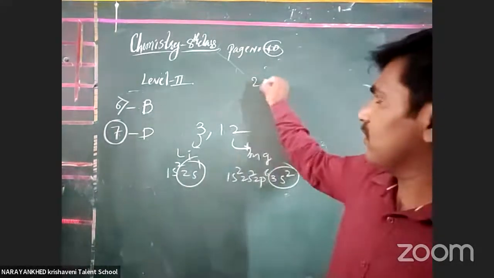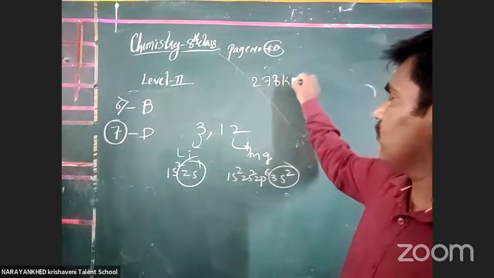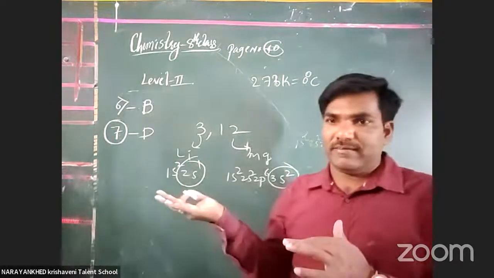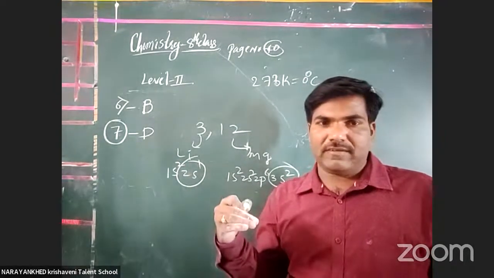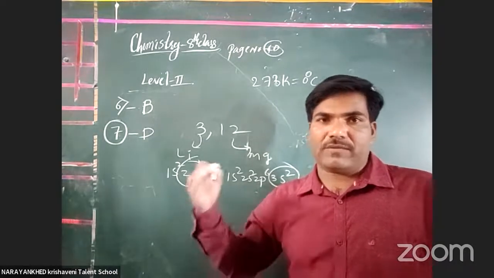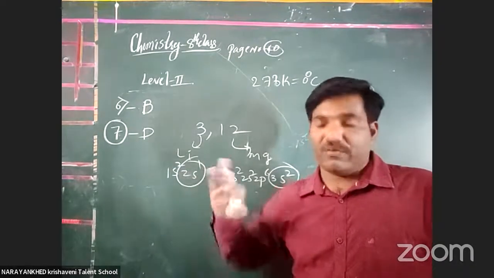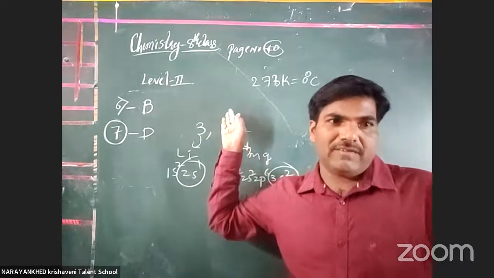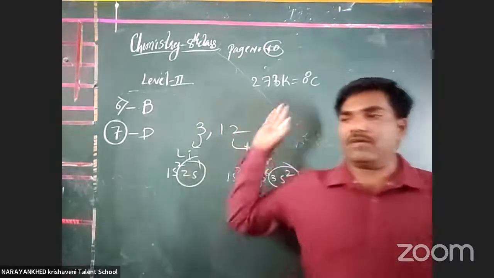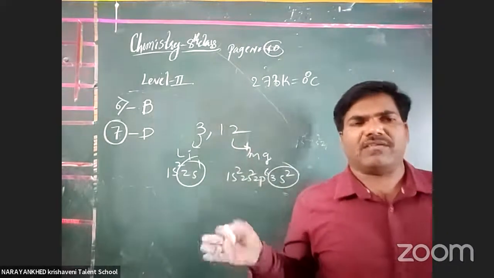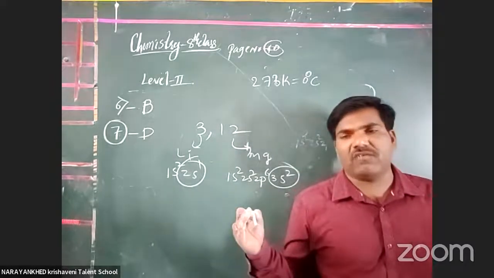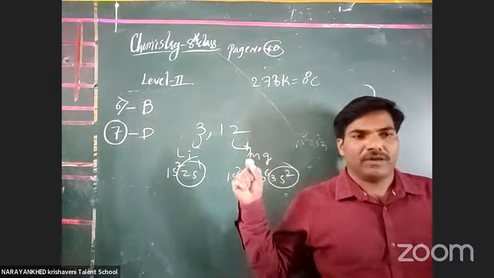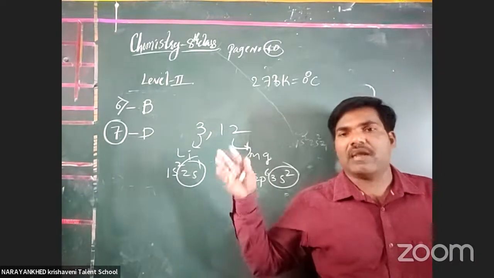Okay, now once check it. 273 Kelvin is equal to 0 degree centigrade. You know very well Fahrenheit and degree centigrade. In our regular life, for measuring temperature, the units we use are Kelvin, degree centigrade, and Fahrenheit. But scientifically, we use the SI system. Kelvin is one of the fundamental units of measurement, like length, mass, and time.